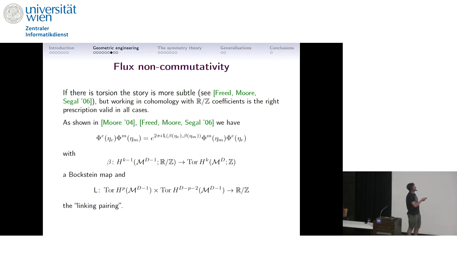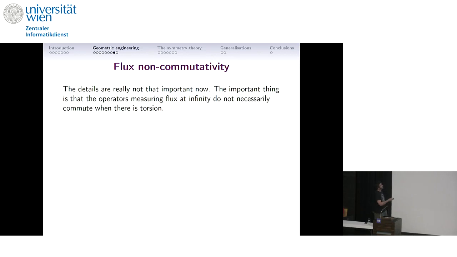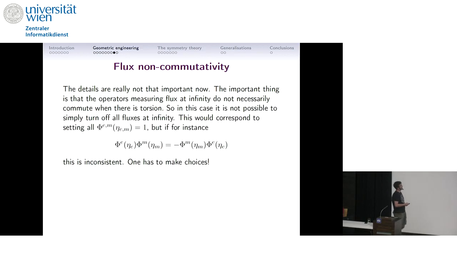And Moore and then Freed, Moore and Segal showed that these flux operators in general don't commute. Electric and magnetic charges don't commute in abelian theory. It's a surprising statement, but it's true. The non-commutation happens whenever you have torsion in your manifold. So there's a map beta, which is called the Bockstein. Details are not important, but it extracts the torsional part of this class I just constructed. So it's precisely the one I didn't talk about before. And there's a linking pairing between the torsional components of the cohomology. Again, the details don't matter. The thing that matters is that the operators that measure the flux at infinity do not necessarily commute whenever there's torsion. And that's generic. There's very often torsion.